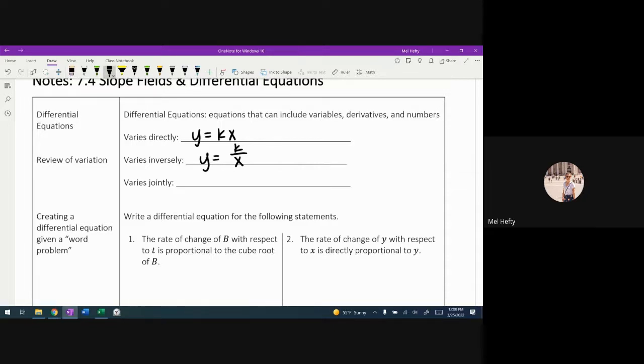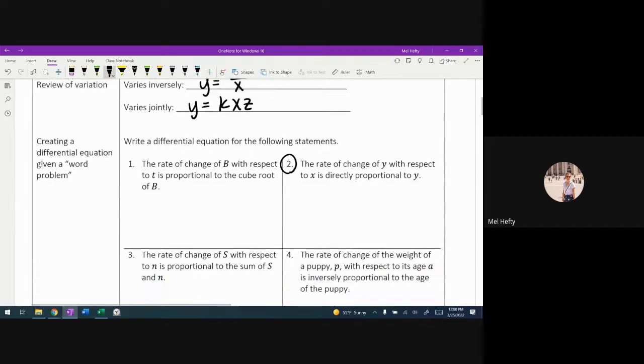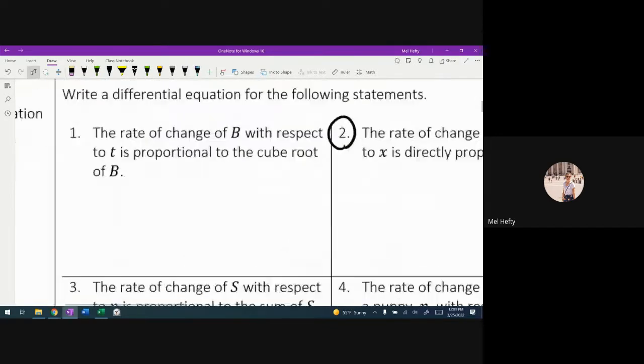There you go. All right, varies jointly just means there's multiple variables. So you could have like k, x, z. A lot of things we do don't just depend on one thing. So we'll see an example of that later. So what we're going to try to do is translate some stuff into some differential equations. What we'll end with next time is actually going to be this example. But there's going to be some word problems that we deal with. So let's see if we can translate.